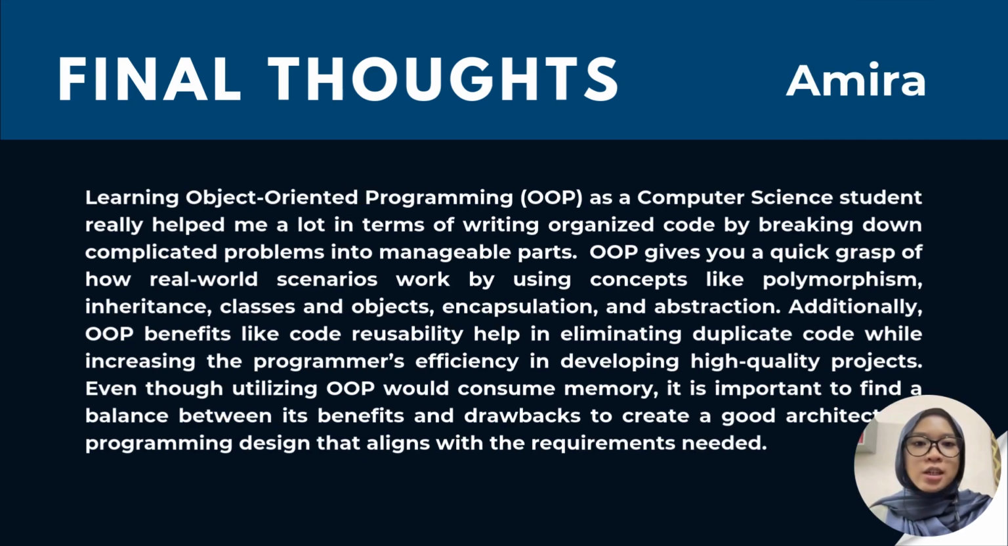For my final thoughts, learning object-oriented programming as a computer science student really helped me a lot in terms of writing organized code by breaking down complicated problems into manageable parts. OOP gives you a quick grasp of how real-world scenarios work by using concepts like polymorphism, inheritance, classes and objects, encapsulation, and abstraction. Additionally, OOP benefits like code reusability help in eliminating duplicate code while increasing the programmer's efficiency in developing high-quality projects. Even though utilizing OOP would consume memory, it is important to find a balance between its benefits and drawbacks to create a good architectural programming design that aligns with the requirements needed.